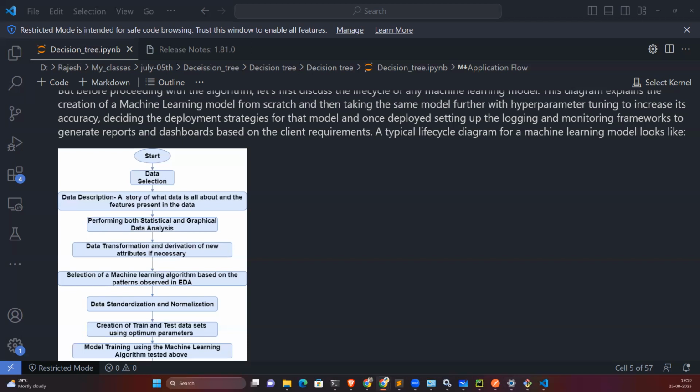Before starting the decision tree as well, I would love to talk about how a model moves into production. For that, first of all, we take a problem statement from our stack, and that problem can come from anywhere. It can come from your product manager, from your tech lead, or from your business side. It can be anything.